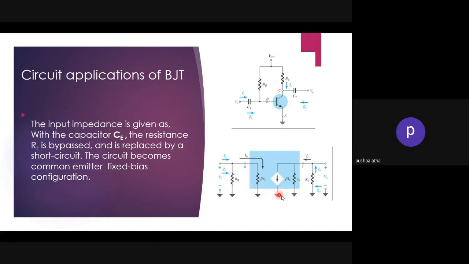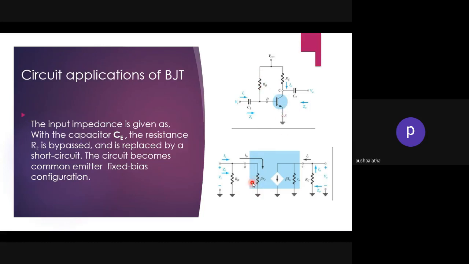This is actually the RE model. I have taken the RE model because the calculation will be very easy and simple in the RE model. So beta times RE, beta times IB, and this is R naught, and we have an RB which is in parallel, right? So this will become a fixed bias configuration.